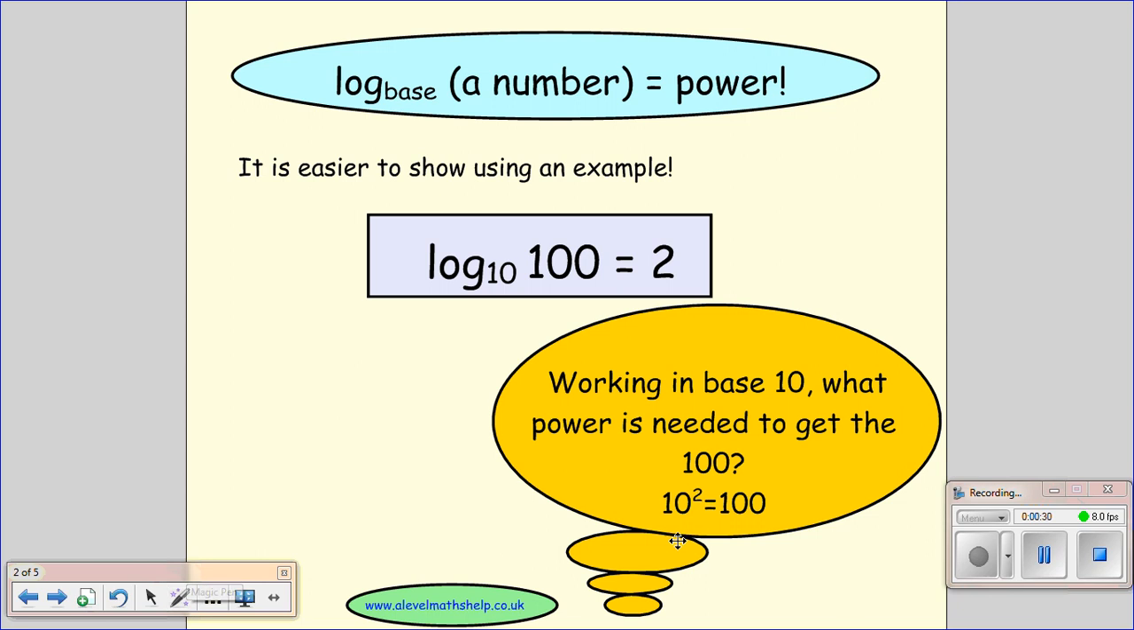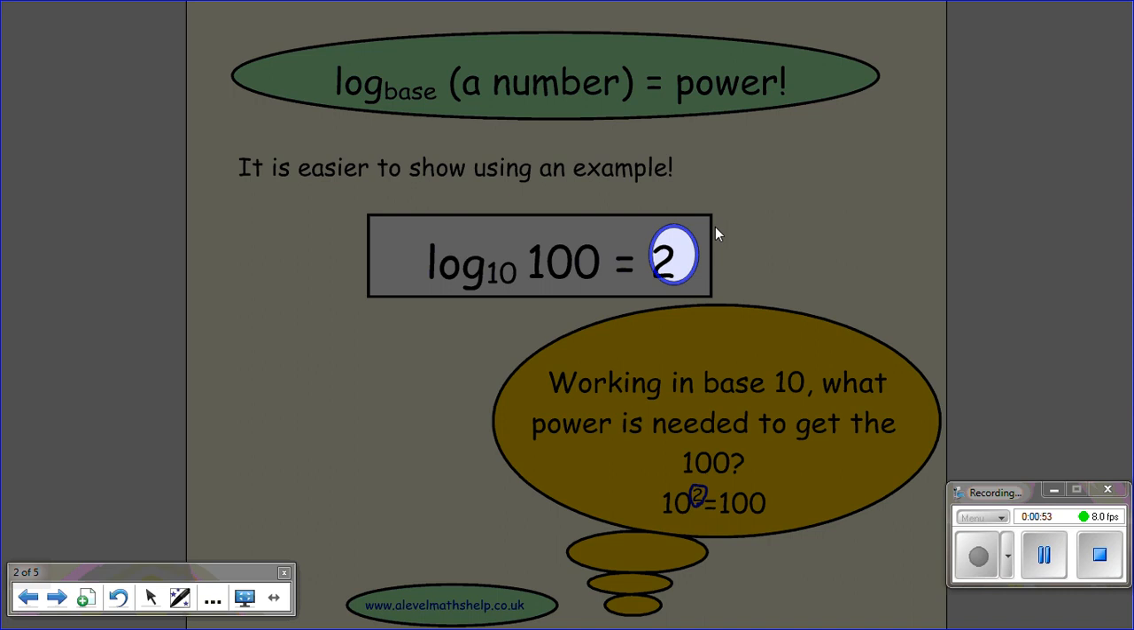So I like to work backwards really. So I like to think of something like this. If I have 10 squared equals 100, what's the power? The power here is 2, and because we're taking a logarithm of a number, that's going to be my answer. So the answer to a logarithm is the power.